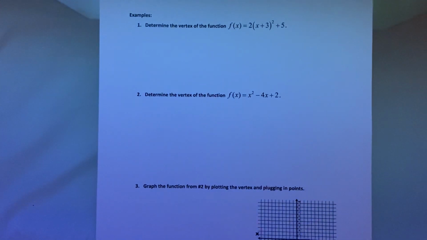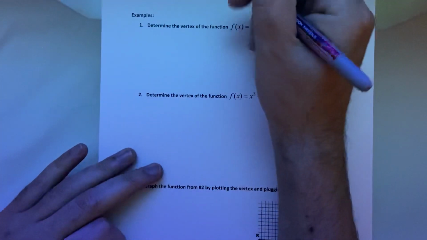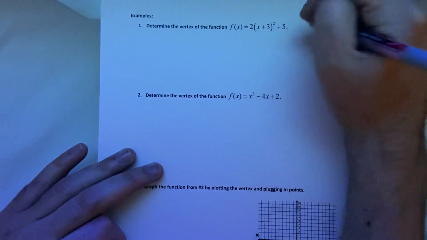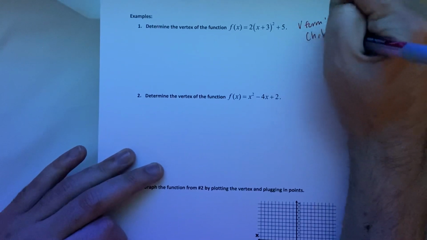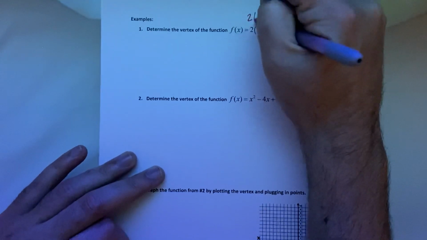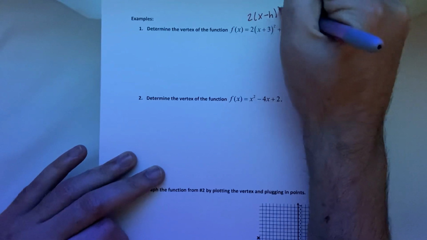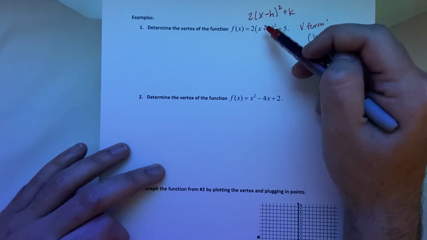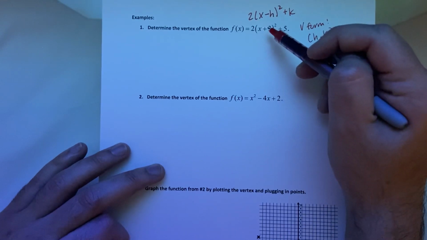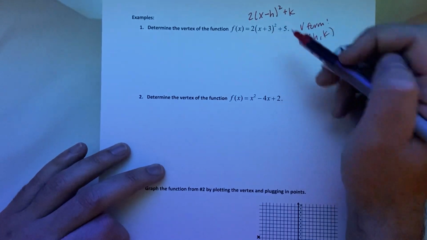Let's do a few things. First, determine the vertex of the function f of x equals 2 times x plus 3 squared plus 5. Okay, again, when it's in vertex form, it's just h, k. But remember, this is 2 times x minus h squared plus k. So generally, for your x value, it's the opposite sign from what you see inside the parentheses with x.